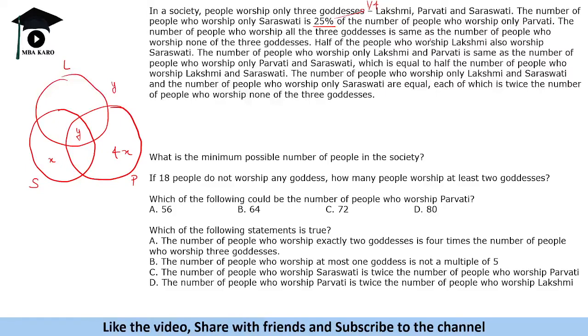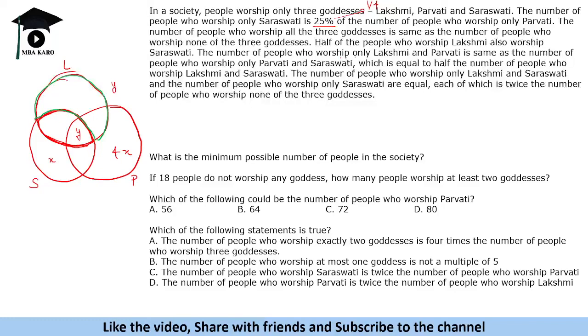Half of the people who worship Lakshmi also worship Saraswati. So this means that this portion is half of this complete portion. So this basically means that this portion, the one which is shown in bold, equals this portion. So this red portion and green portion should contain equal values. Okay, so we'll come to it later because it will make too many variables.